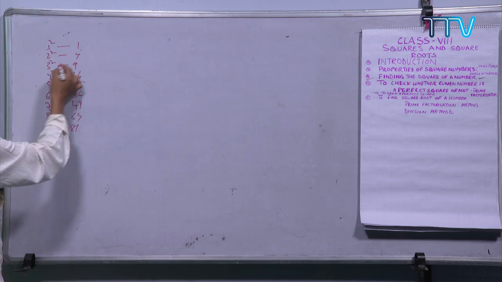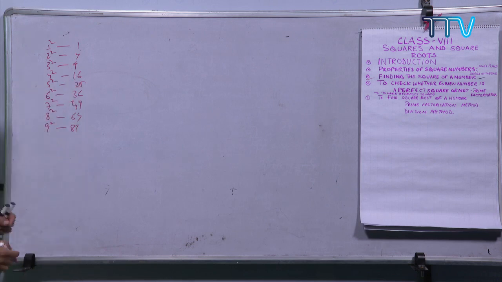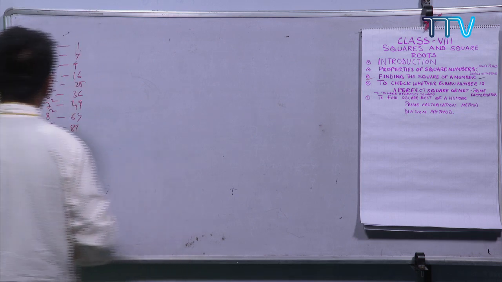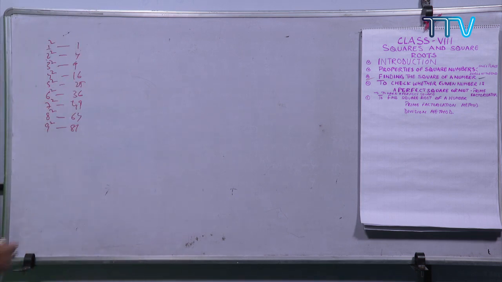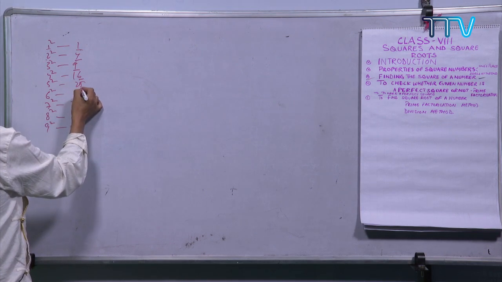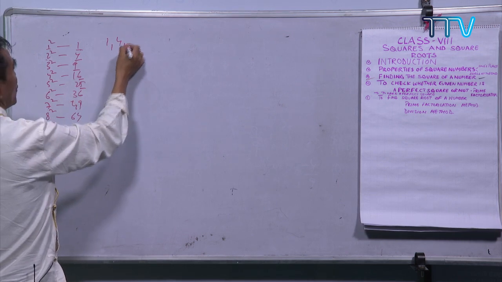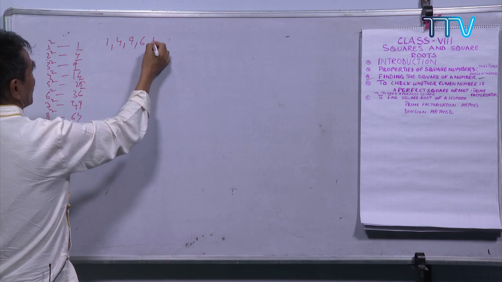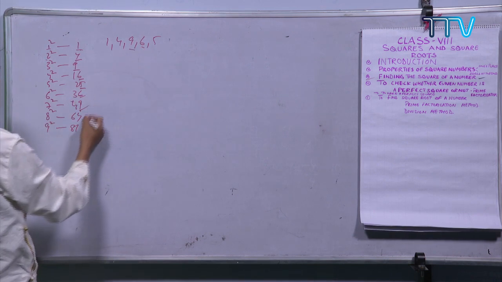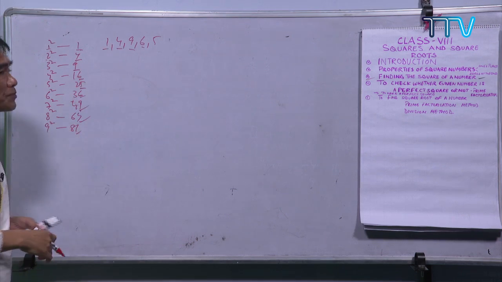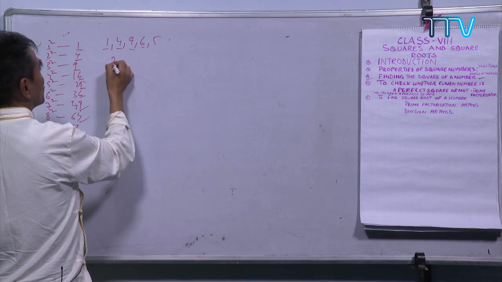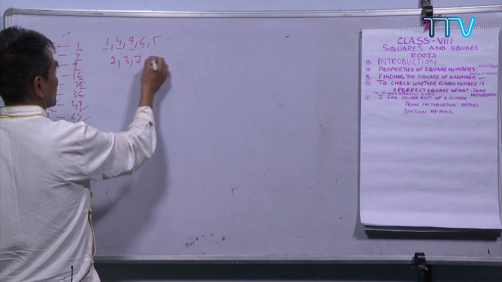Odd number squared gives an odd answer, even number squared gives an even answer. The square of an odd number is odd, and the square of an even number is even. The unit digits we get are 1, 4, 9, 6, and 5, that is, the unit digit of a perfect square is 1, 4, 9, 6, or 5. It never ends in 2, 3, 7, 8.